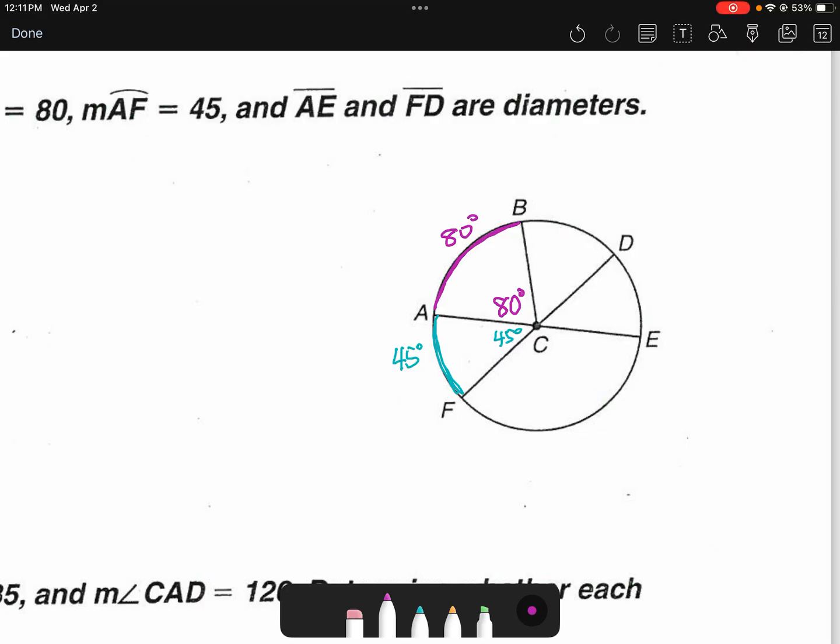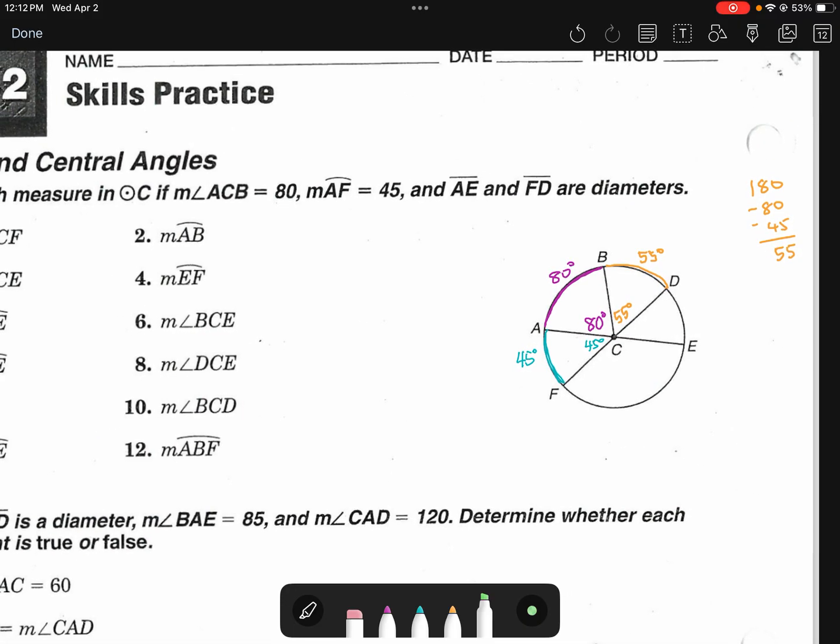Segment AE and segment FD are diameters. That's really helpful, because now I know that this guy right here has to be, quick math here, 55, because 180 minus 80 minus 45 gives you that 55. Since this segment FD is a diameter, you know that those three arcs make a semicircle, which has 180 degrees in it. Okay, it looks like that's all I can do right now.